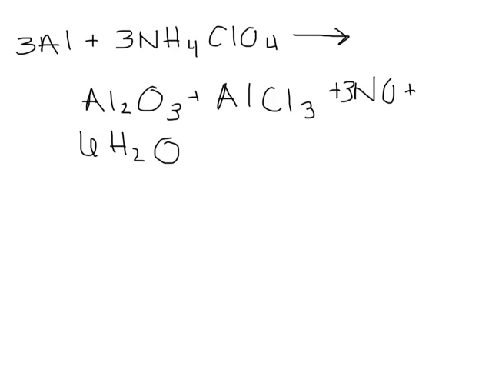Hey guys, so this is an example of a limiting reactant problem. This is the balanced equation written out. It calls for 3 aluminum metal in addition to 3 ammonium perchlorate, which results in aluminum oxide, aluminum chloride, nitrogen oxide, and water.